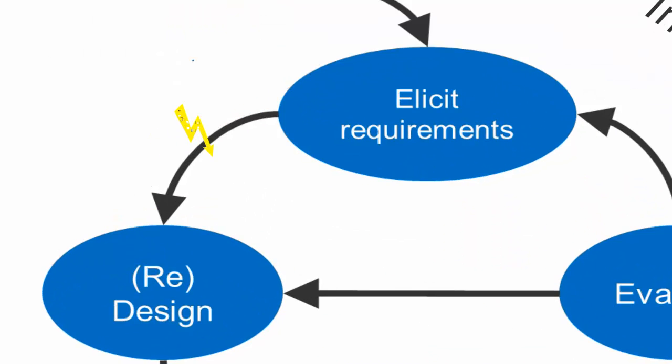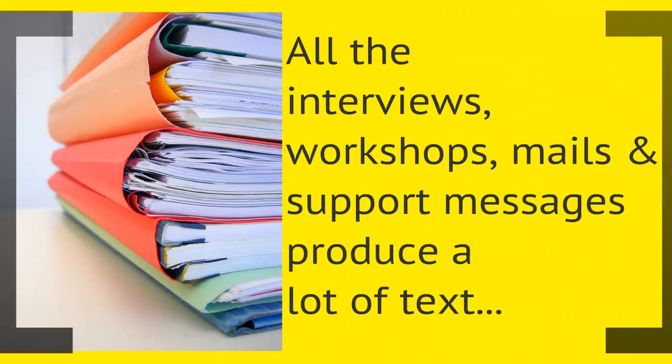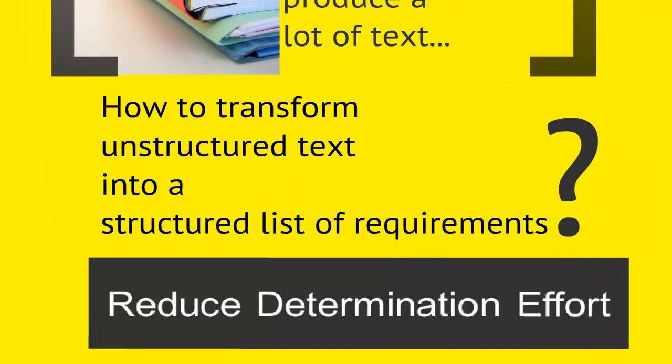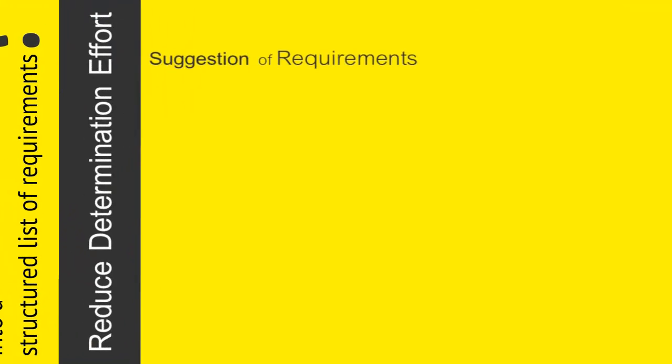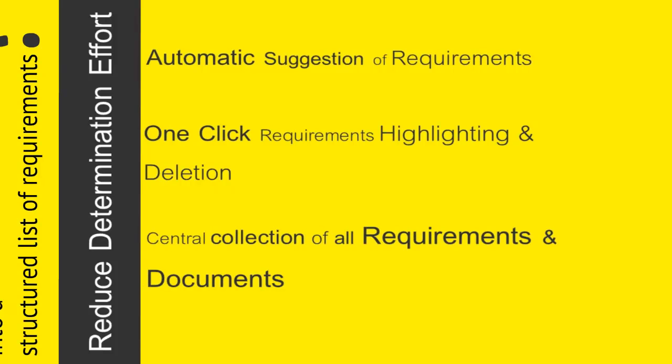The development of a design out of requirements still gives the analysts a hard time due to a couple of reasons. REMINER addresses some of the most urgent problems, such as the fact that the elicitation phase of the interaction design process produces a lot of interviews, workshop deliverables, emails, or support messages. This collection of unstructured information has to be converted into a structured list of requirements. REMINER can reduce the determination effort by the automatic suggestion of requirements, a one-click requirements highlighting and deletion, and the central collection of all requirements and documents.